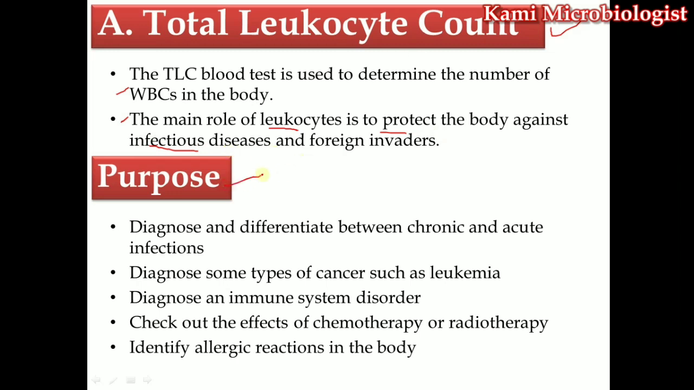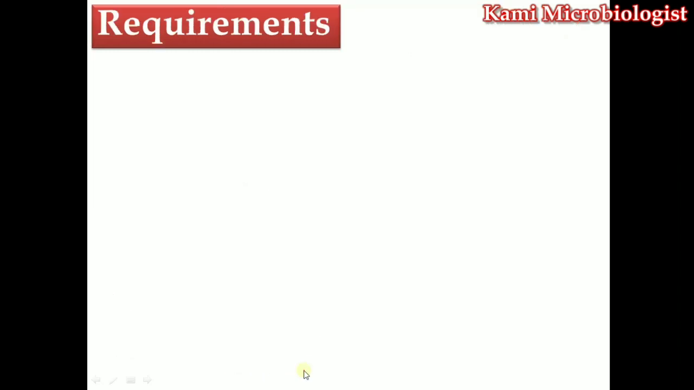Now what is the purpose of TLC? Why do we perform the TLC? We mostly perform the TLC when there is a chronic or acute infection. We mostly perform this test to find out leukemia, different types of cancer like leukemia. We also perform the test to find out autoimmune disease, like immune disorders. We also perform it to find out the effect of chemotherapy as well as radiotherapy. We also perform it to find out allergic reactions inside our body.